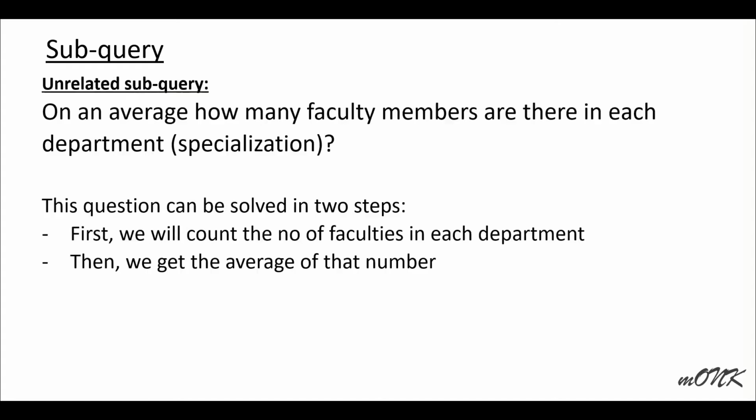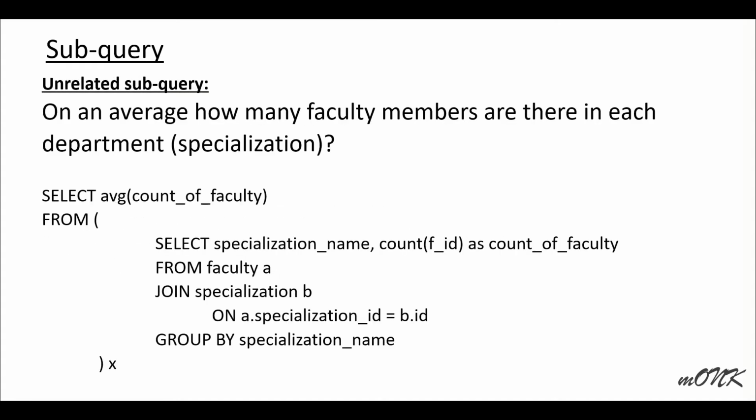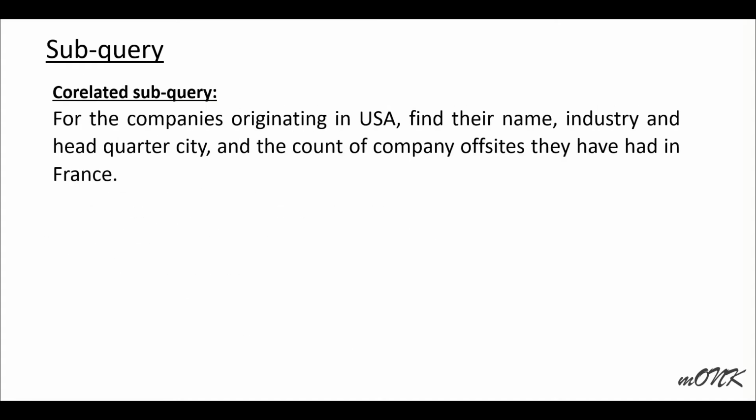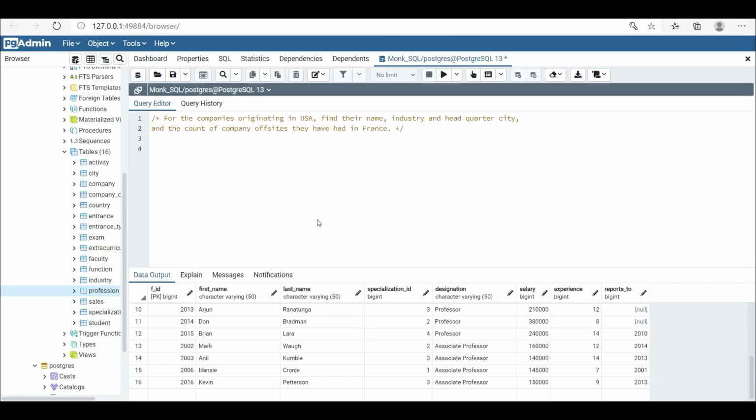Now this is what we did. Now this is important: the correlated subquery. For the companies originating in USA, we have to get their name, industry, headquarter city, and the count of company offsites they have had in France.